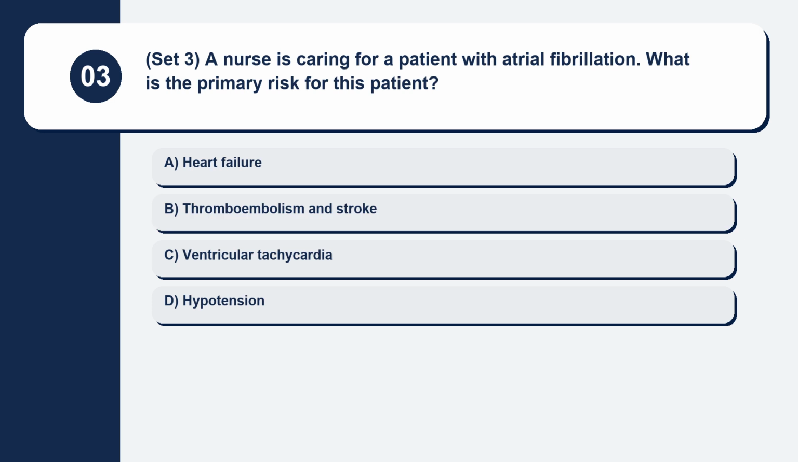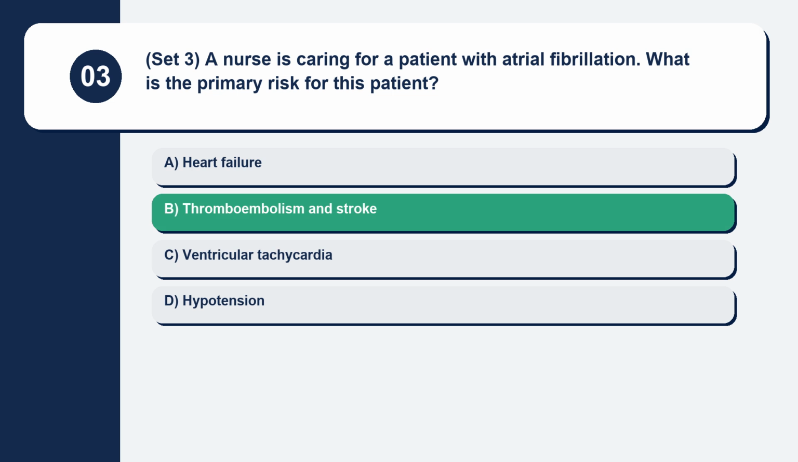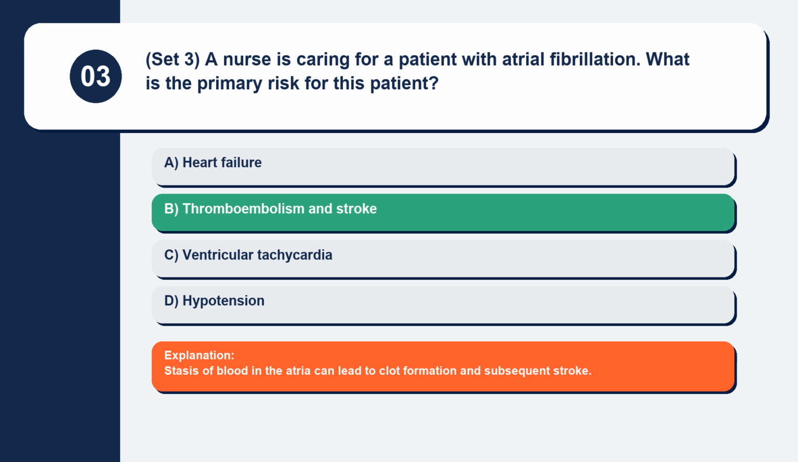Question 3. Set 3. A nurse is caring for a patient with atrial fibrillation. What is the primary risk for this patient? Heart failure, thromboembolism and stroke, ventricular tachycardia, hypotension. Stasis of blood in the atria can lead to clot formation and subsequent stroke.